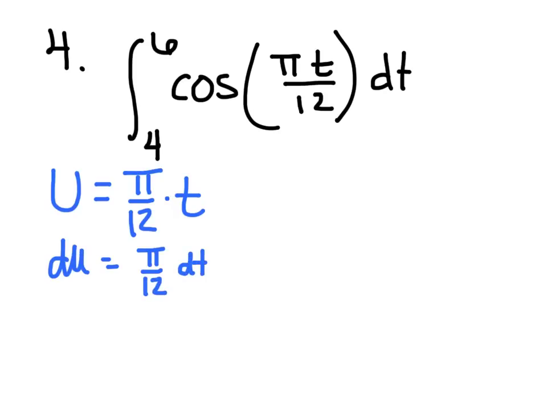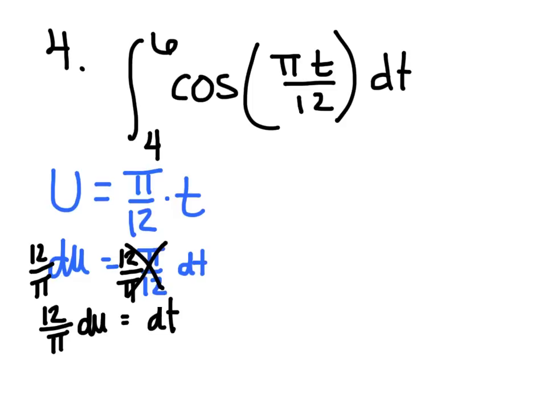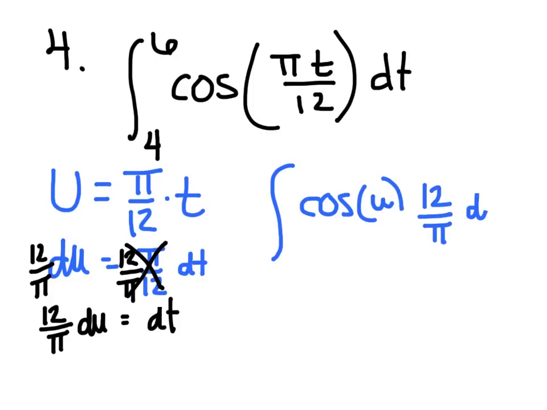All right, now again, be smart. Don't divide by fractions. To get rid of fractions, multiply by their reciprocals. Okay? Multiply by the reciprocals. So I get 12 over pi du equals dt. All right, so I'm never dividing by a fraction. I'm multiplying by its reciprocal. So let's rewrite this pair. I'm going to get the cosine of u, and in place of dt, I'm putting 12 over pi du.